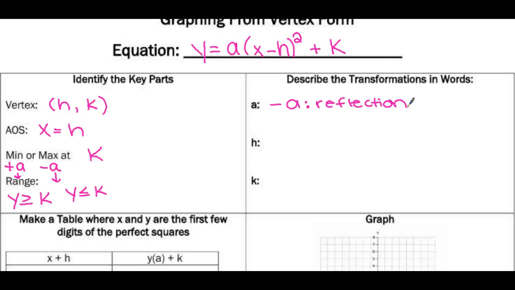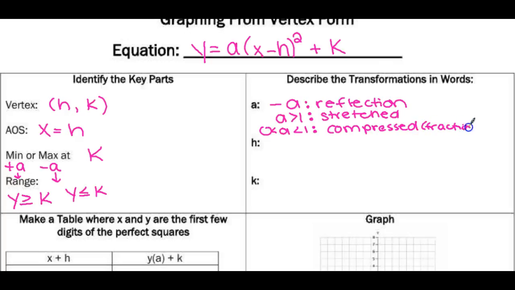If a is bigger than 1, what happens to your graph? Good. Very good. So if a is between 1 and 0, it's compressed. And then I gotta put fraction in parentheses just to remind you that if it's a fraction, that it's compressed. Because sometimes when you see 0 and 1, you don't think of the fact that that just means a fraction.